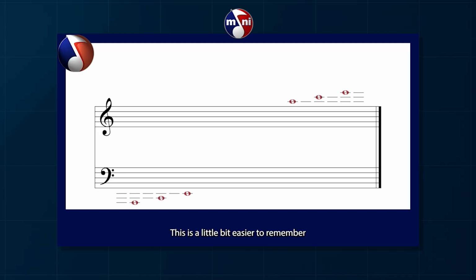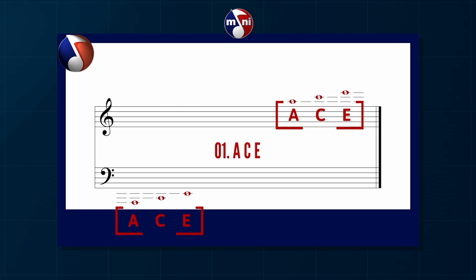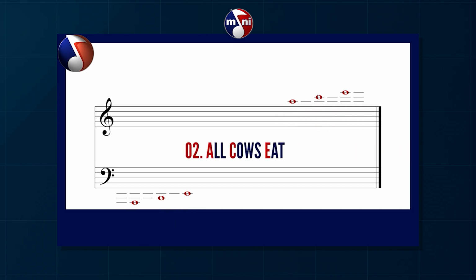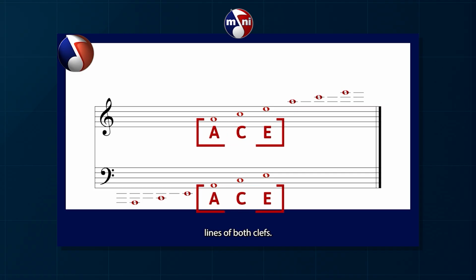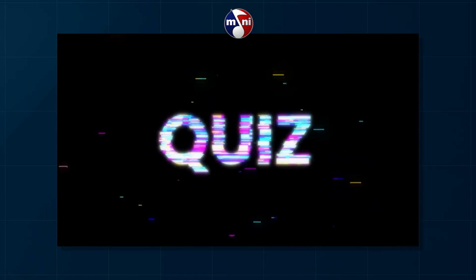This is a little bit easier to remember as the ledger line notes spell out the word ACE: A-C-E. For those who love their phrases or mnemonics, or a challenge, you can use "all cows eat." The same sequence of notes sits in between the staff lines of both clefs. That's right, now it's all starting to make sense, I'm sure.